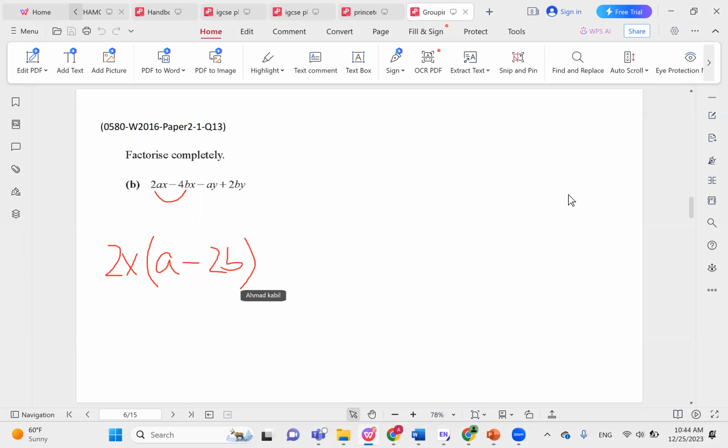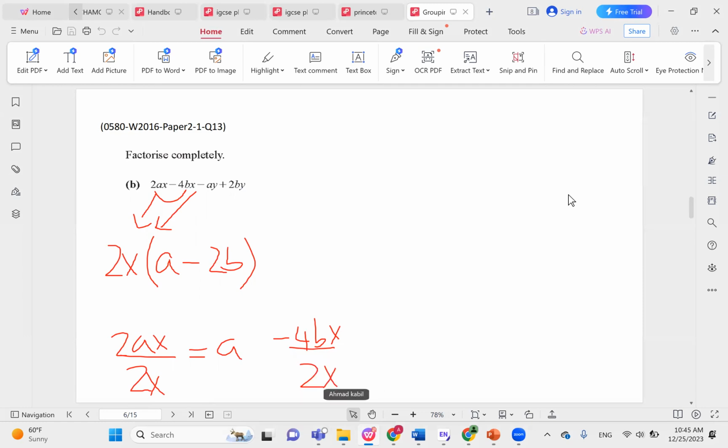If you're not sure how I got this, you just divide each term by the common factor. So 2ax divided by 2x gives us a. And then minus 4bx divided by 2x is going to give us negative 2b because the x's cancel out, and 4 and 2 can be simplified into 2 and 1. So you're just left with negative 2b.